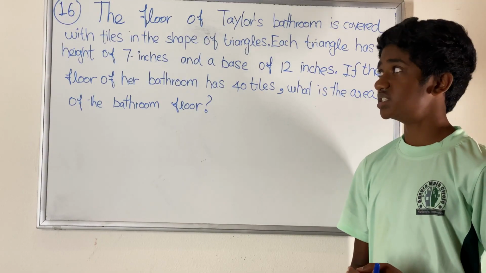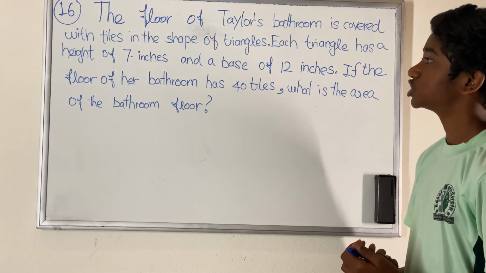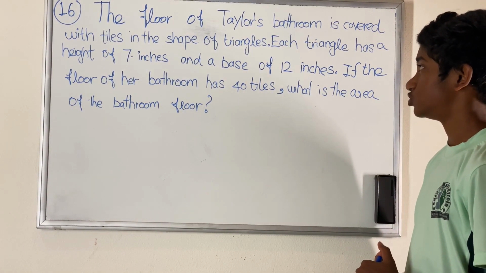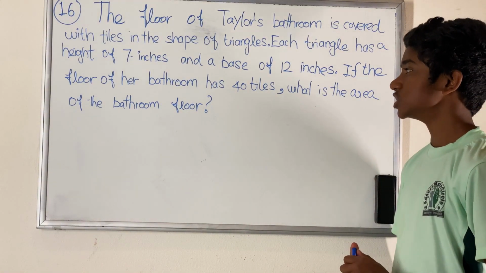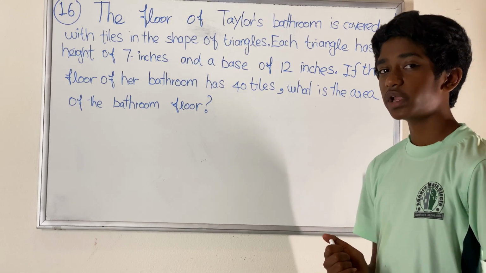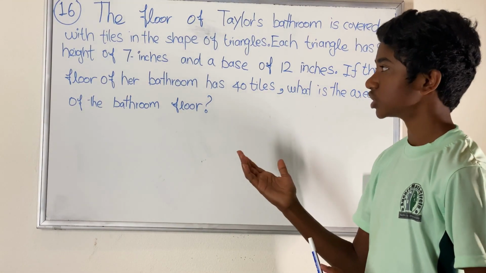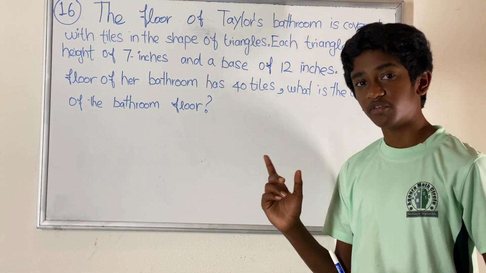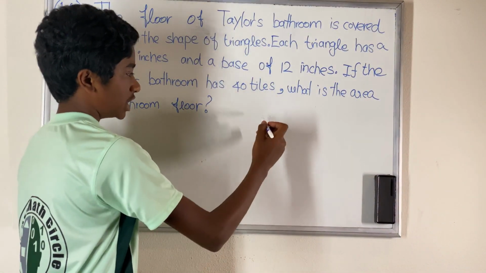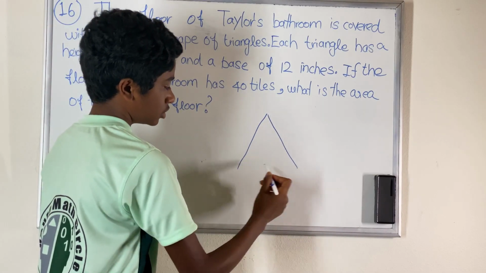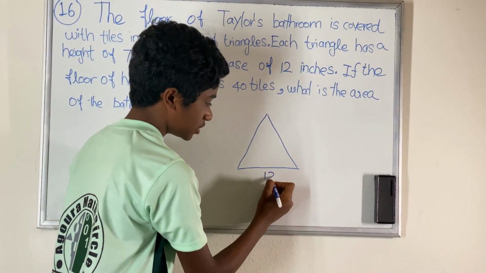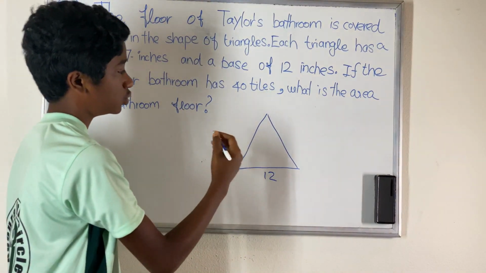Problem number 16. The floor of Taylor's bathroom is covered with tiles in the shape of triangles. Each triangle has a height of 7 inches and a base of 12 inches. If the floor of the bathroom has 40 tiles, what is the area of the bathroom floor? To solve this problem, first we have to find the area of a triangle, and then multiply it by 40, the number of tiles. So first let's draw a diagram. If this is a tile, then the base would be 12 inches, and the height would be 7 inches.